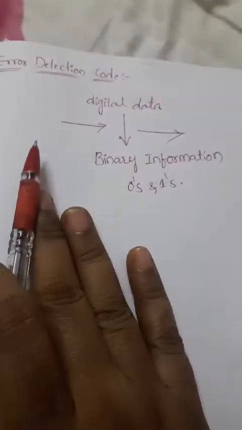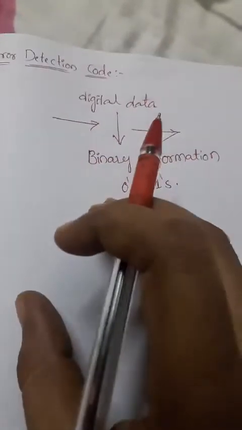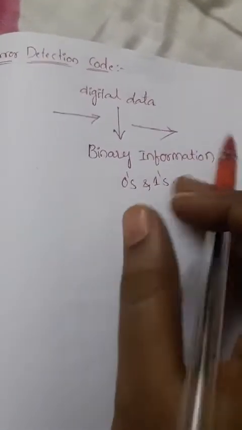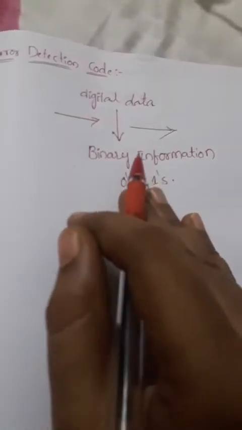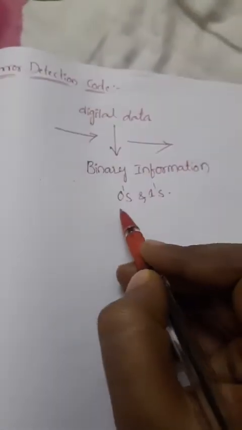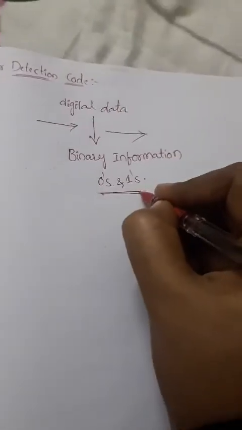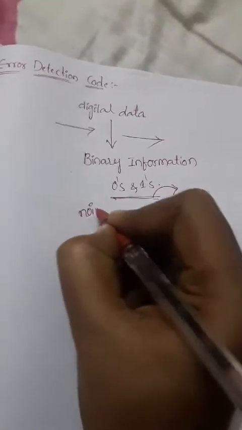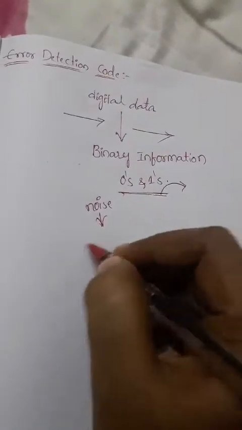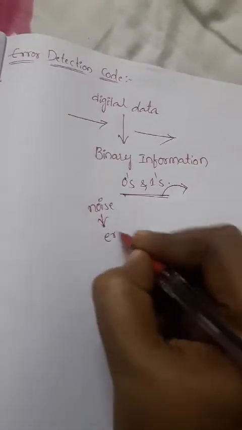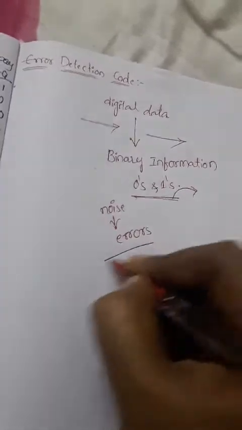During this transmission, if any noise or any disturbances are added at that moment, whatever information we are sending or data we are transmitting completely changes. Noise is nothing but disturbances, or otherwise we can call it errors.